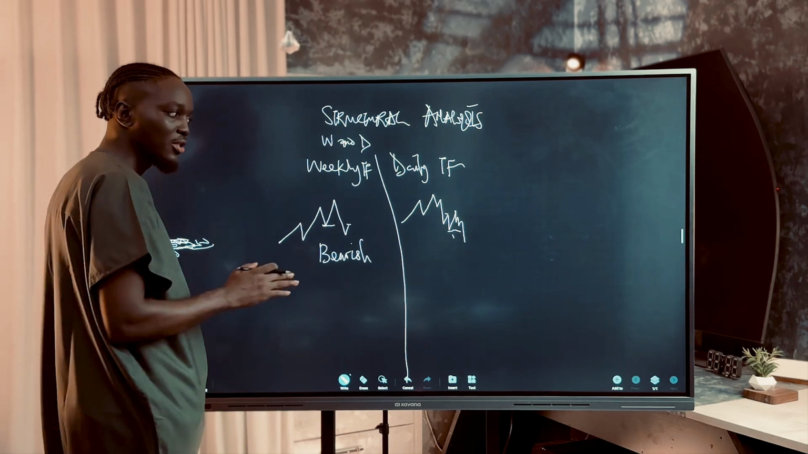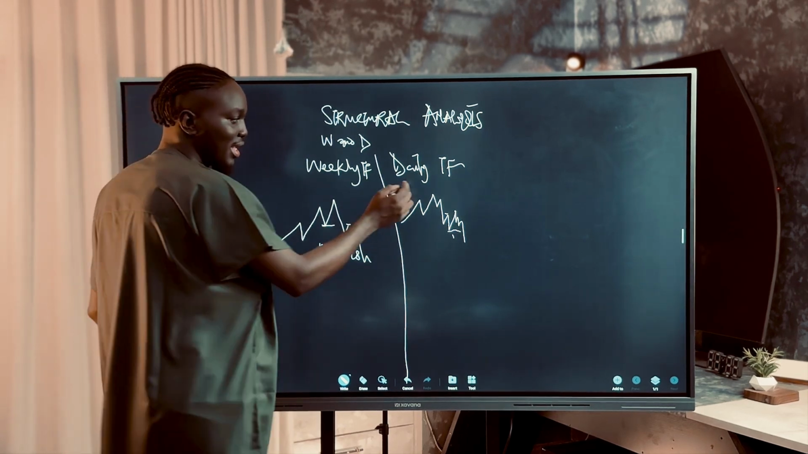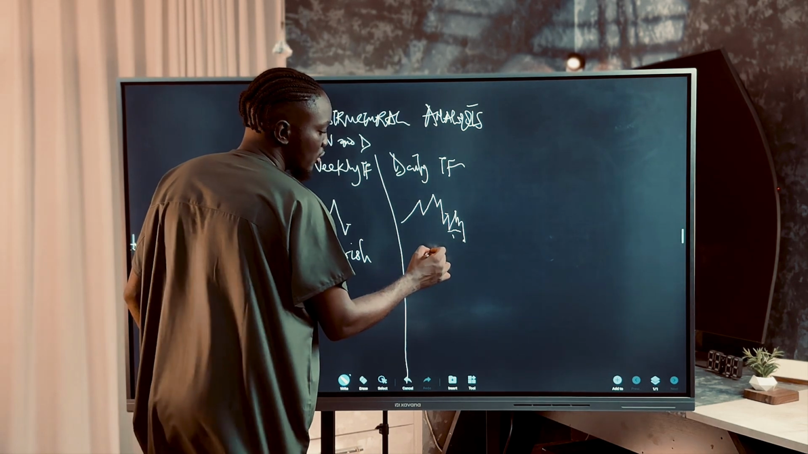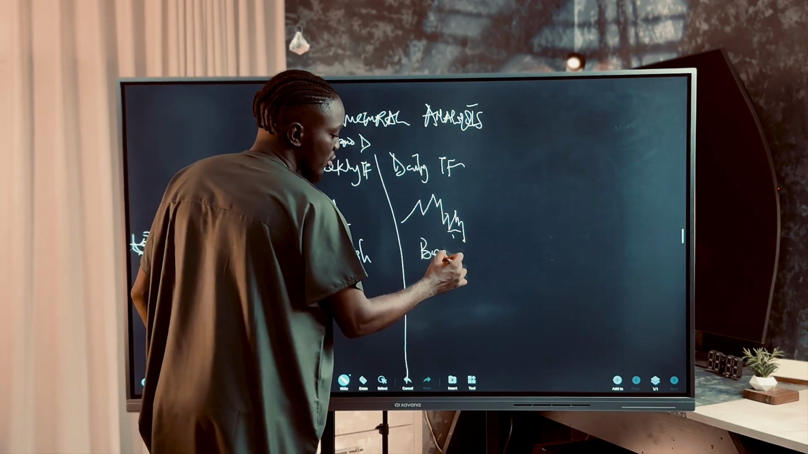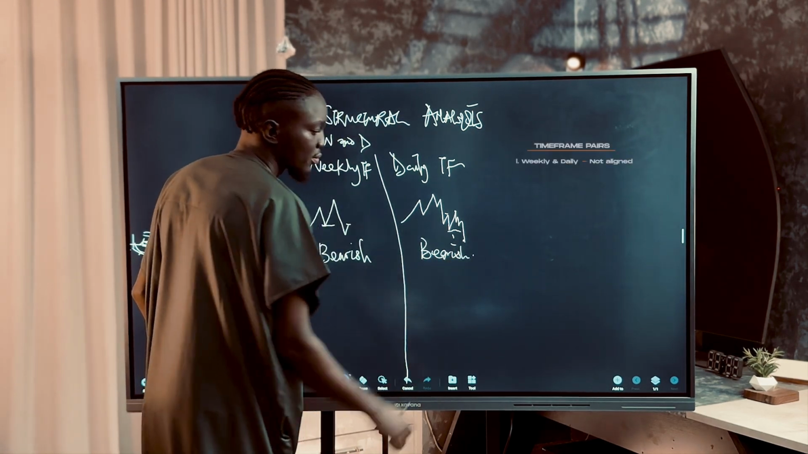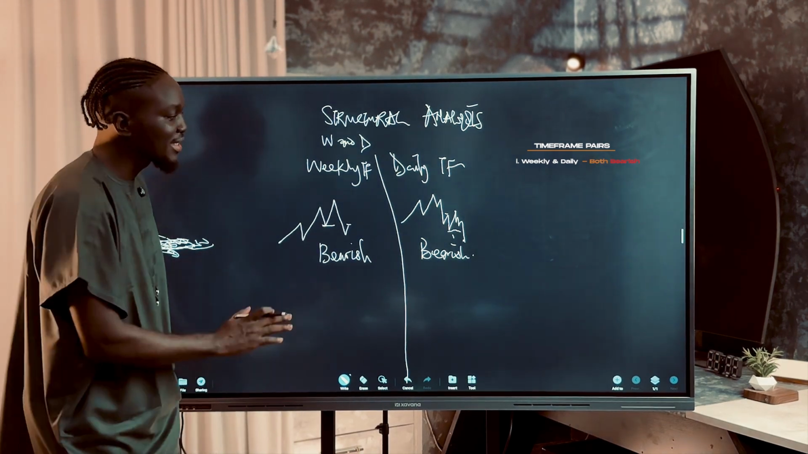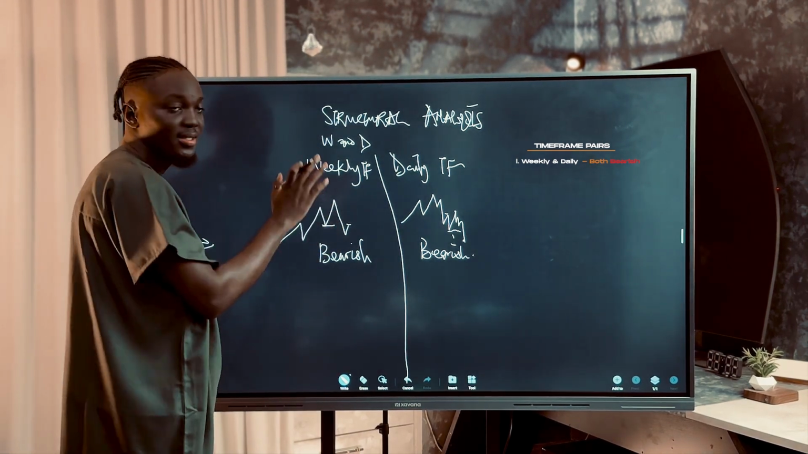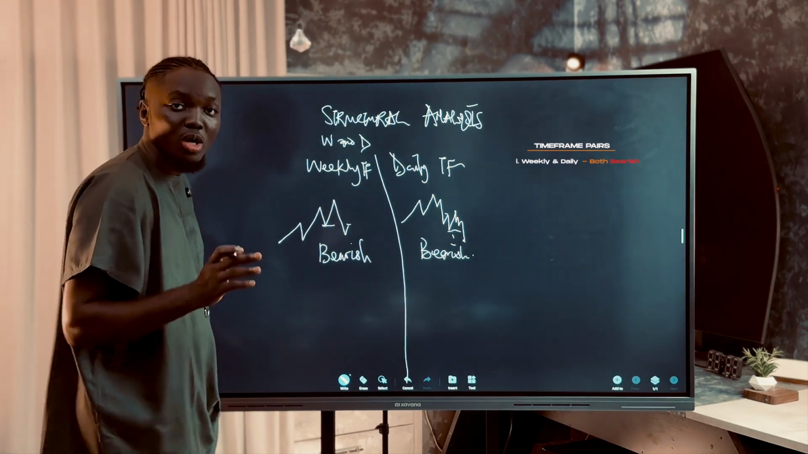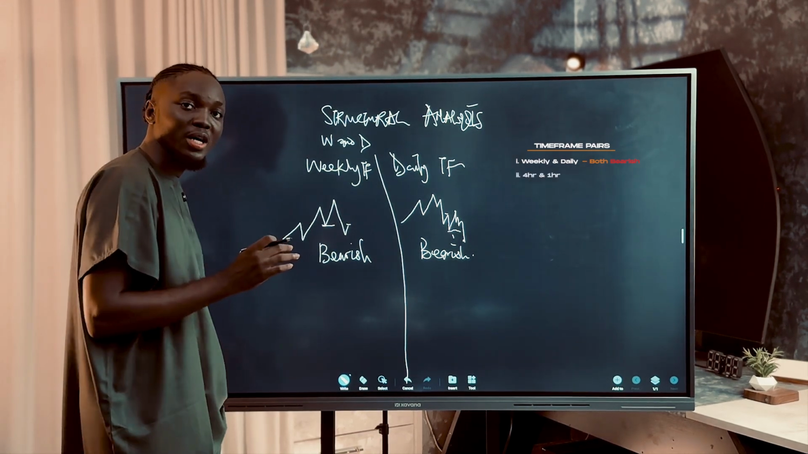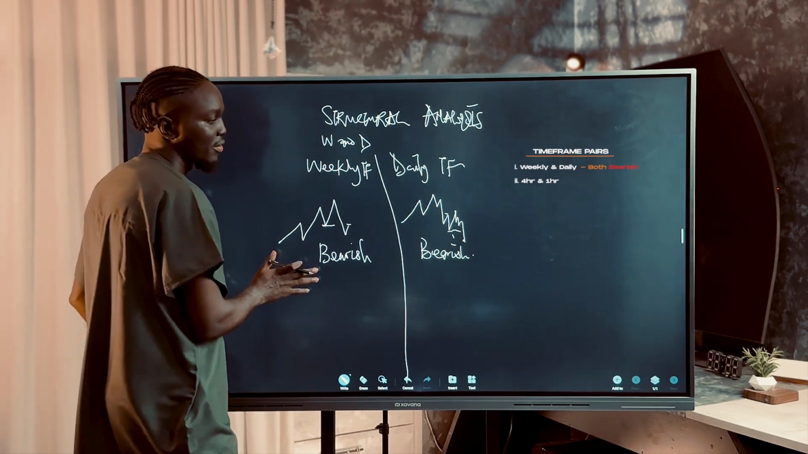So let's just assume that they align, that the daily is also bearish and the price is already here. So daily now, we have it to be what? Bearish. Daily, therefore, we have it to be bearish. That is the case of weekly and daily. Okay. So what do we do? The next thing we want to do is to move to our next pair, which is 4 hour and 1 hour time frame. All right.